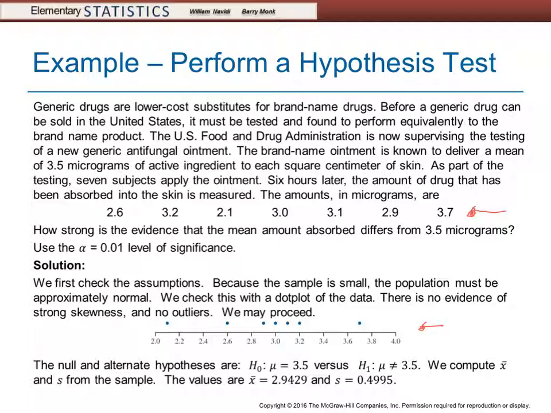The null and alternative hypotheses are H0: mu equals 3.5 versus the alternative hypothesis mu does not equal 3.5. We compute x bar and s from the sample. The values are x bar is 2.9429, and s, which is the sample standard deviation, is 0.4995. Again, we don't know the population standard deviation.